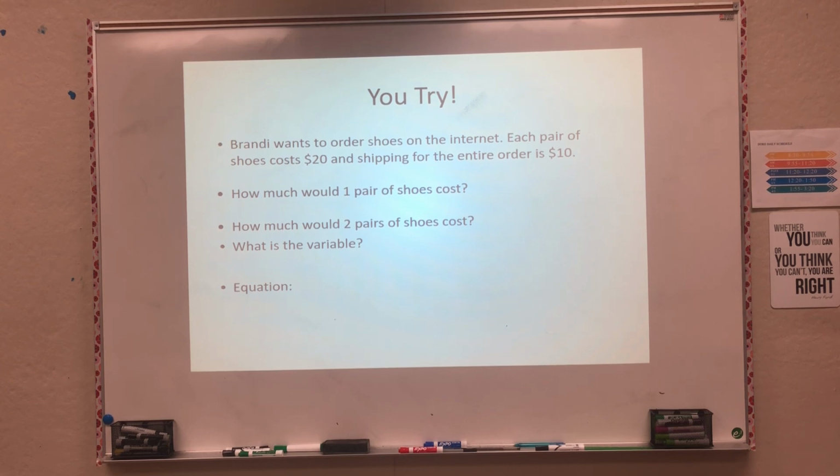Tell me how you're getting those numbers for A and B. 20 is the cost of one shoe. So 40 is the cost of two shoes. Is that the only thing you're paying for? The entire order. Go back a little bit. What is the $10? Shipping for the entire order. So if you want to get those shoes to you, there you go.